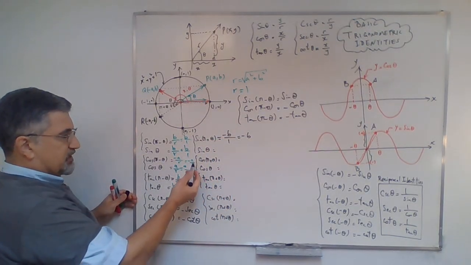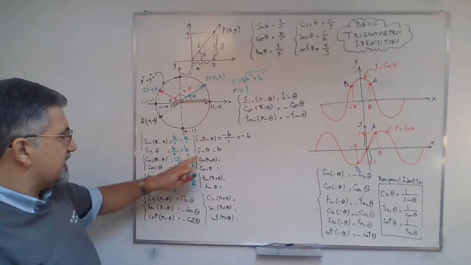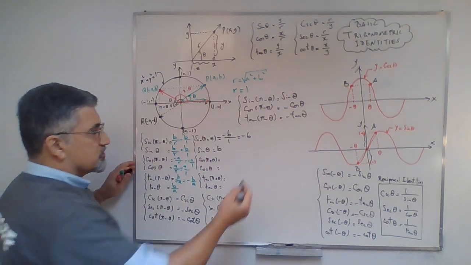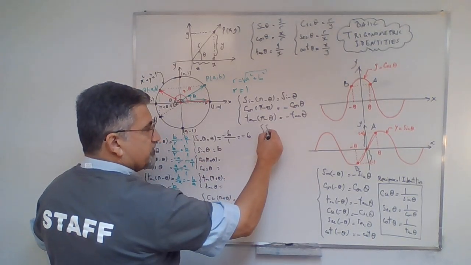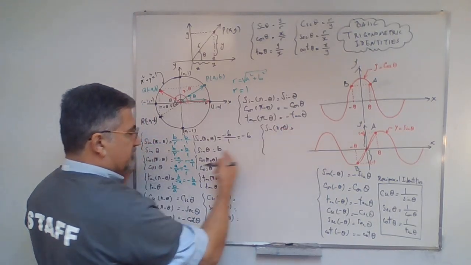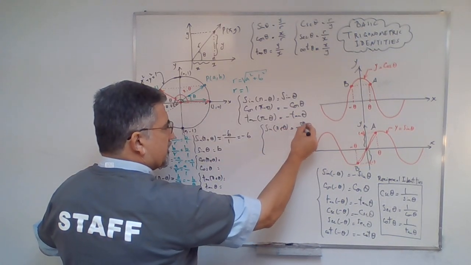But we said before that sine of theta was equal to b. So that means that sine of pi plus theta is actually negative sine of theta. So this gives me a new series of identities. Sine of pi plus theta becomes negative sine of theta.